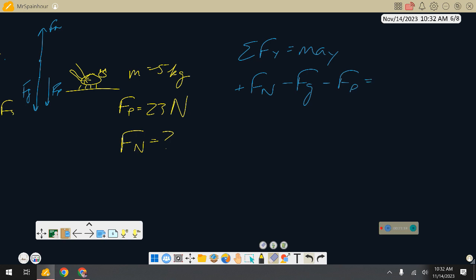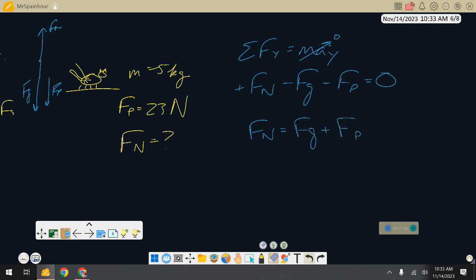Next question, after summing the individual forces: is it accelerating in the y? No, the object's not accelerating in the y. So we cancel this, and this is equal to 0. Now, how would you find force normal given that equation? You already know force of the person, and you have enough information on force of gravity. How do we find force of gravity? Mass times gravity.